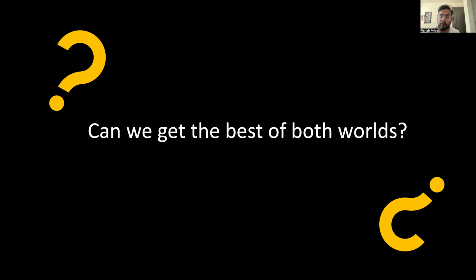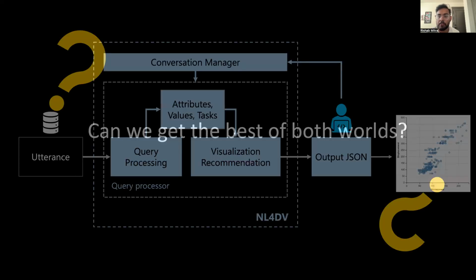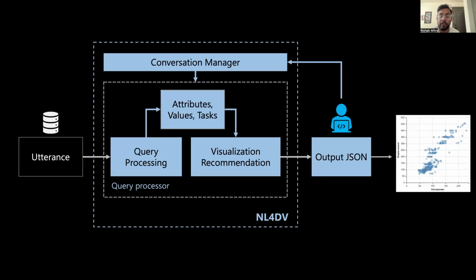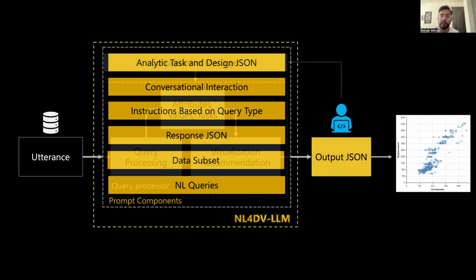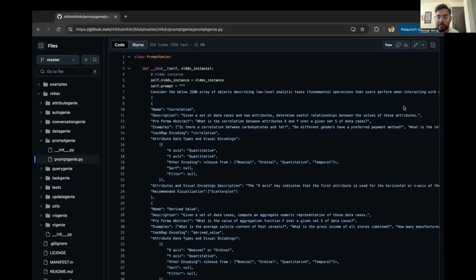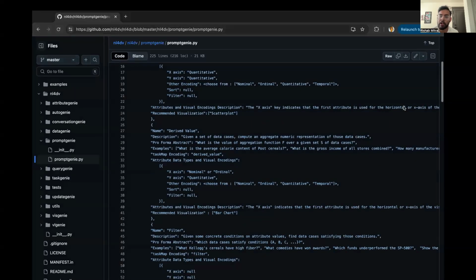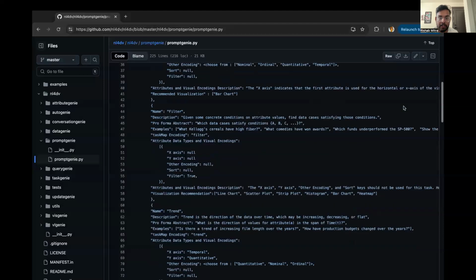So can we get the best of both worlds and create a system that has the same expressiveness as LLM-based systems while maintaining the explainability of parsing-based systems? So to enhance the explainability and debuggability of previous LLM-based NL2Viz systems, we use NL4DV's architecture as a template to develop a new prompt, NL4DV LLM, which supports all the essential components of NL4DV and also creates an output JSON just like NL4DV's. And here I'm showing the prompt as driving all the previous architecture diagram.